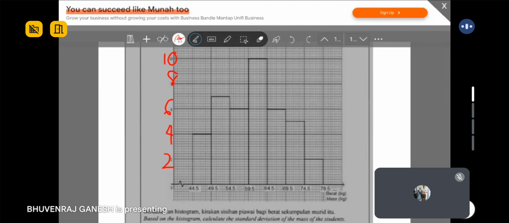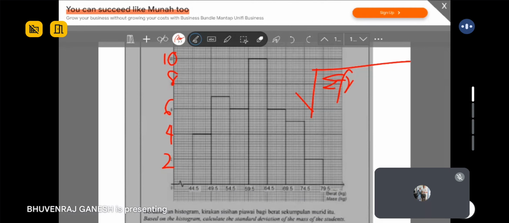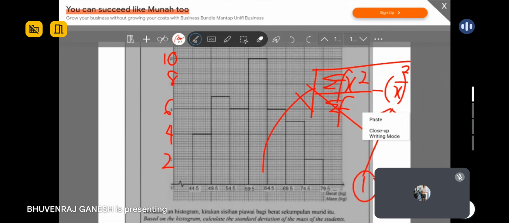Boleh lihat rumus. Okay, so for standard deviation, you will use this formula. Am I right? Kamu akan guna rumus ni. So you must think of this formula when you see this question. It means that you must find the mean first. Kamu kena cari mean, lepas tu cari sum of fx square. Second step. And then third step, you solve for standard deviation.